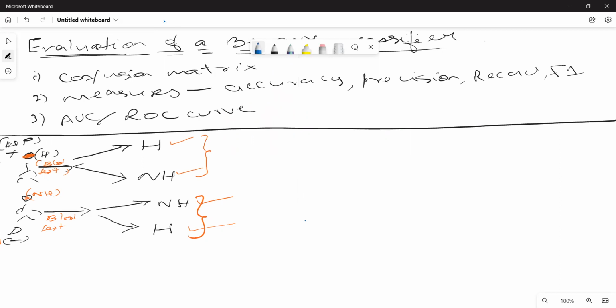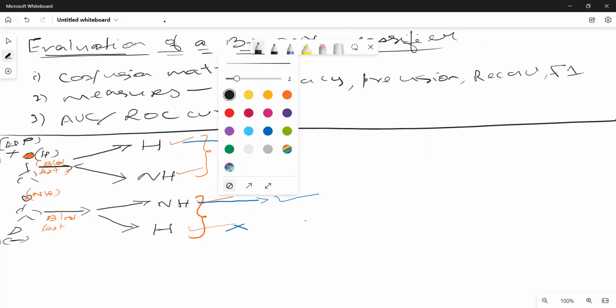So out of these four combinations, which are the correct predictions? Which are the false predictions? Healthy predicted as healthy is a correct prediction. A non-healthy person predicted as non-healthy is a correct prediction. Someone who is healthy predicted as not healthy is a wrong prediction. A person who is not healthy predicted as healthy is also a wrong prediction. Clear?